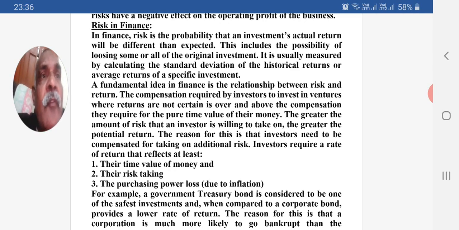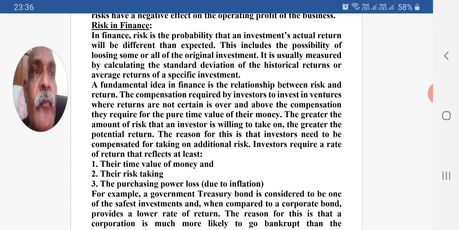So we will measure this risk by calculating the standard deviation. So the fundamental idea in finance is the relationship between risk and return. The compensation required by investors to invest in ventures where returns are not certain is over and above the compensation they require for the pure time value of their money.